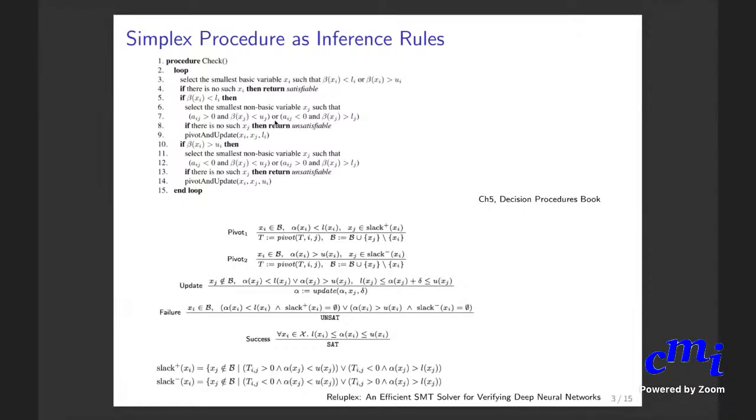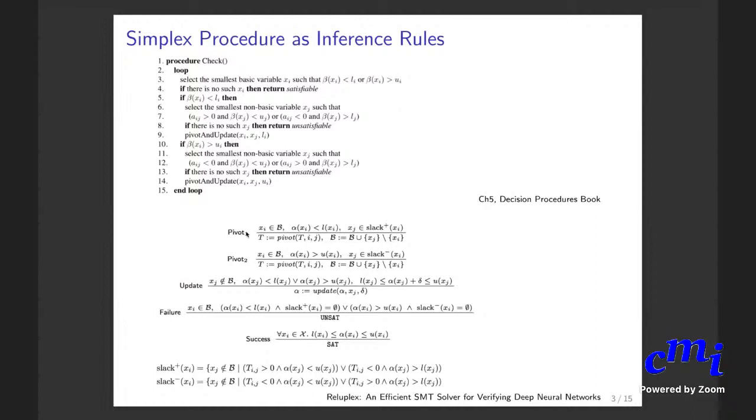Now, the same algorithm can also be described in terms of the application of a set of rules, or inference rules. Sometimes it is informative and intuitive to view the procedure as the application of a set of rules. Since the Reluplex procedure is described this way, I wanted to introduce simplex in terms of these inference rules.